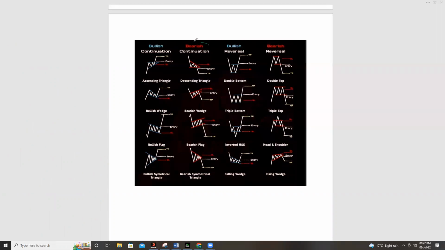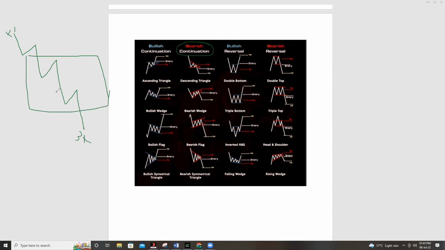Then we have the bearish continuation patterns. Now for the bearish continuation patterns, you want to find them at the middle stage of a downward trend. With a downward trend, the market is pushing lower and lower and lower. So you don't want to find them at stage 1 and you don't want to find them at stage 3. You want to find them at the middle. Why? Because they give you the confidence that the market still has one more stage or one more push.